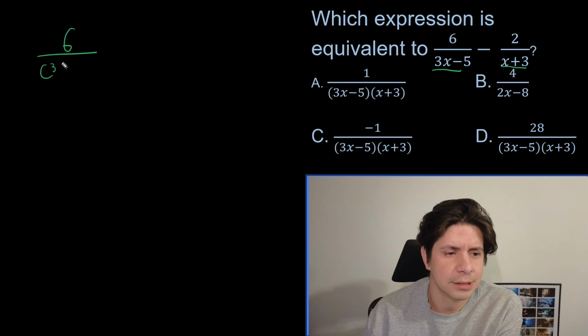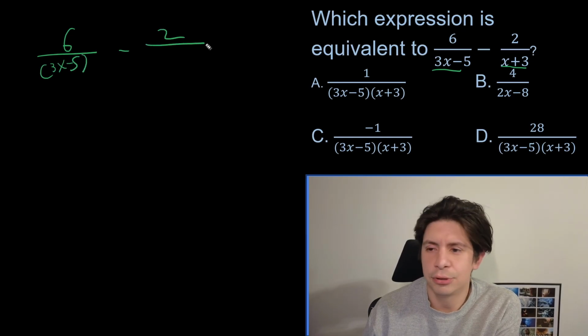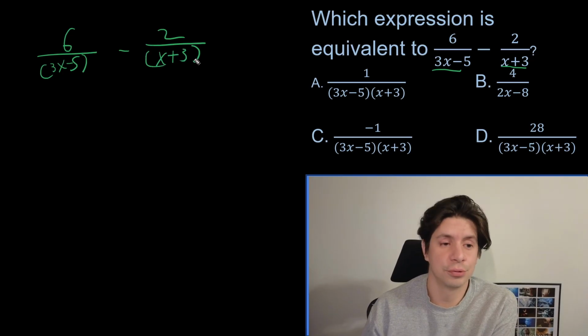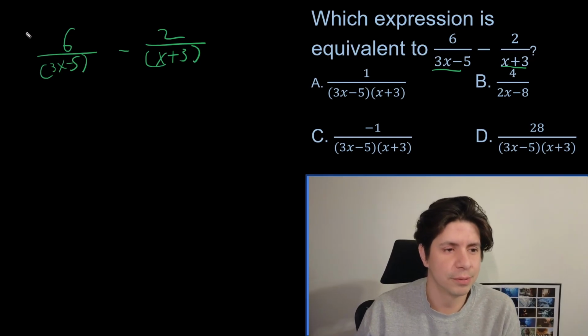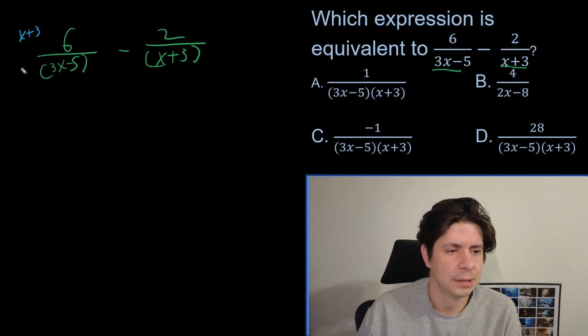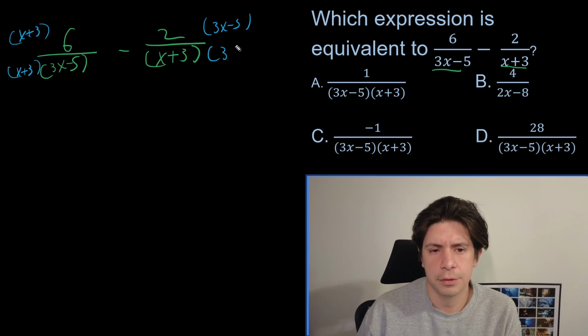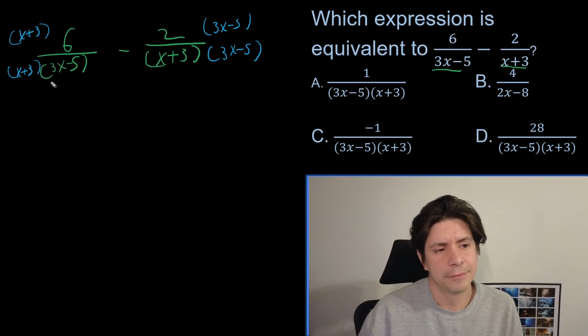So we're going to have 3x minus 5. And the point here is that they give you clues in the answer choices. That's what I want you to take from this. Use the answer choices as data, not just as answer choices, they're clues. So I'm going to multiply both parts by the other part. I'm going to multiply this by x plus 3, then multiply this by 3x minus 5.